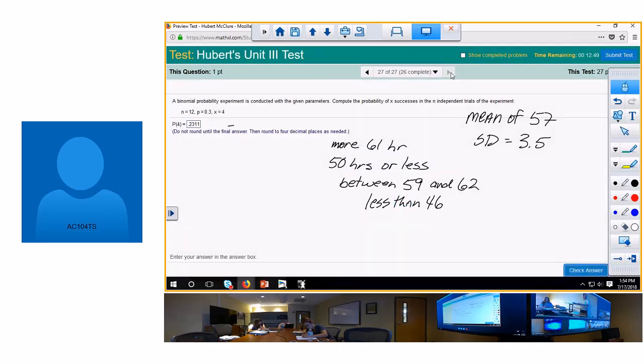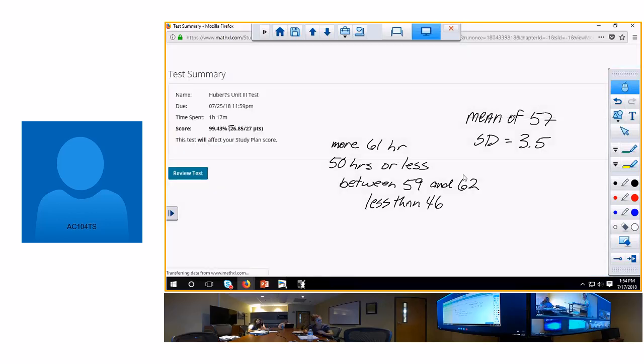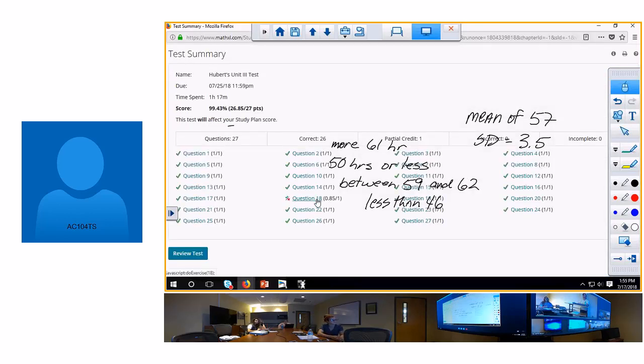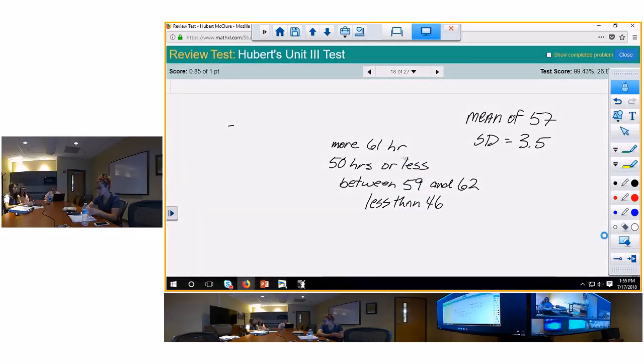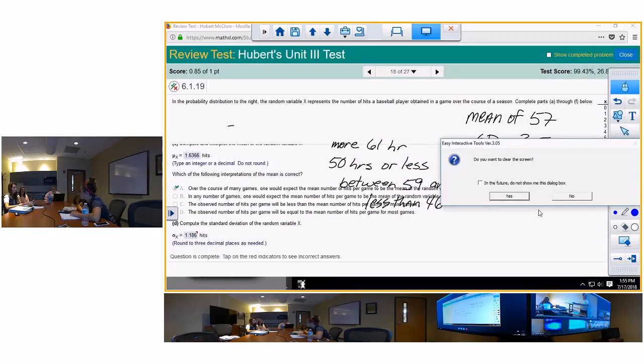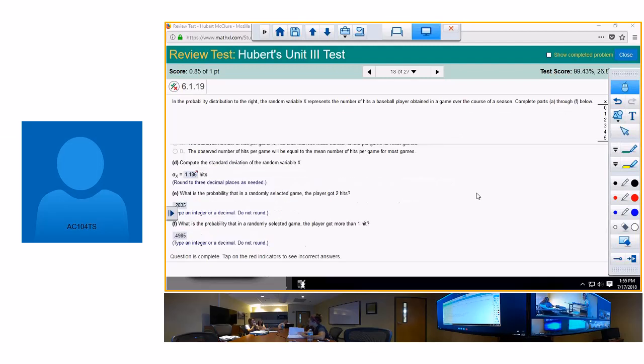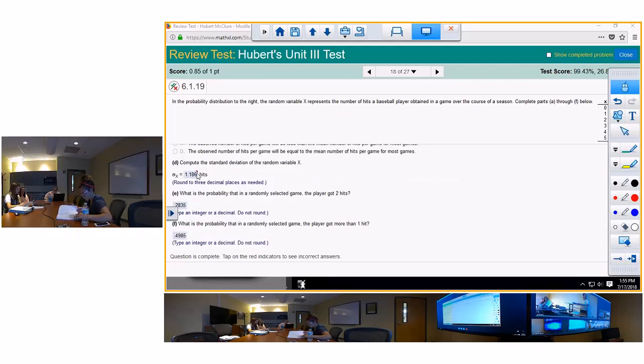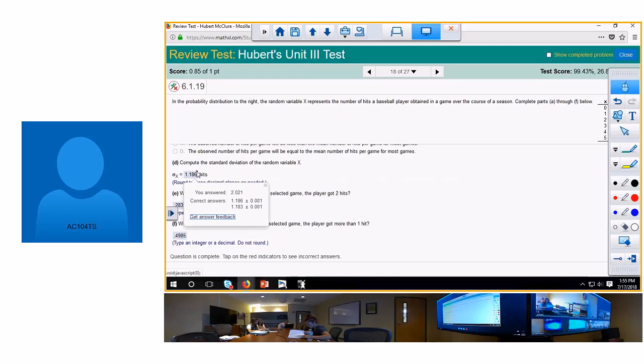Is that all the answers? All right, now let's submit the test and see what we got wrong on that problem. How did I get... Philadelphia lawyer question. We only got that part wrong, and we got 2.02. Somebody must have told me wrong. The standard deviation is 1.186 or 1.183, anywhere in that area.